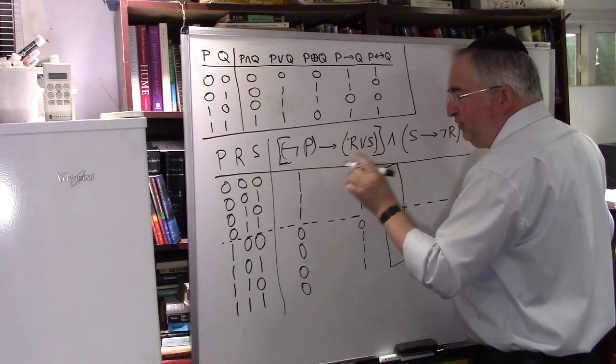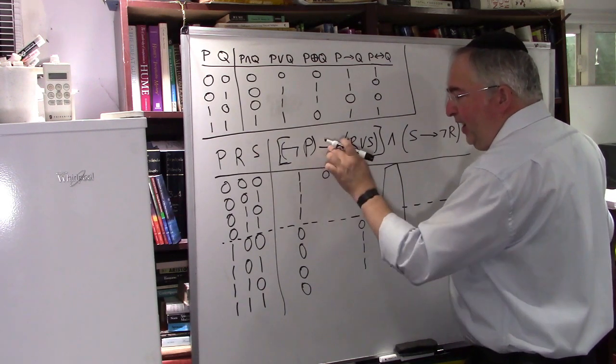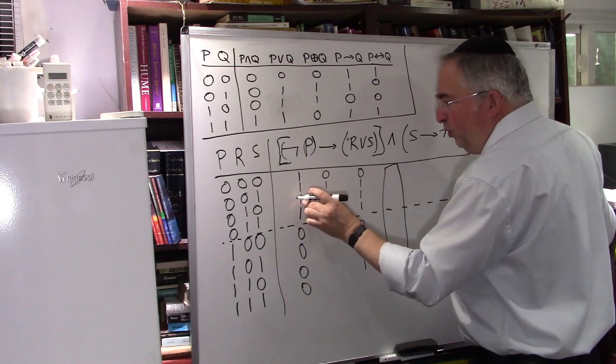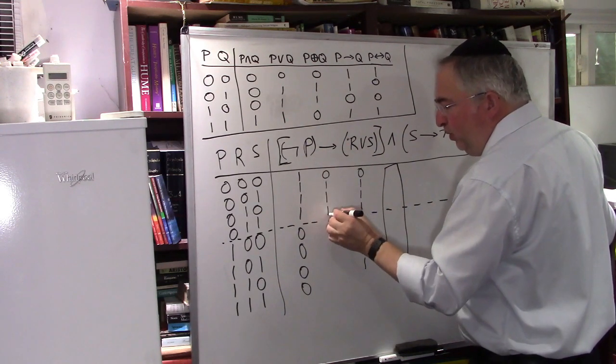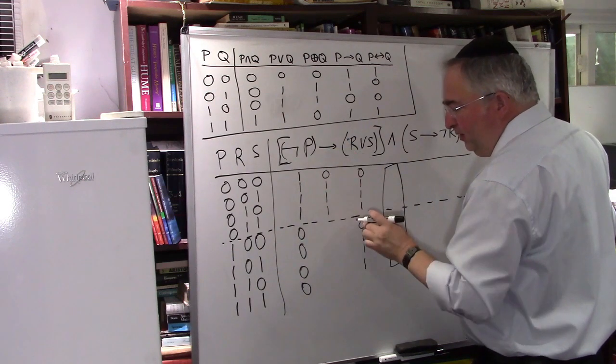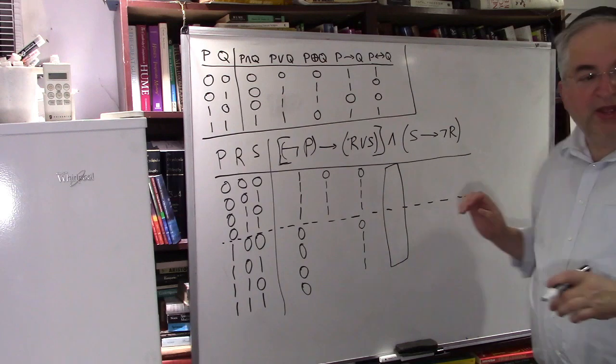1 arrow 0, 1, 0. Okay. 1 arrow 1, 1. 1 arrow 1, 1. 1 arrow 1, 1. 0 arrow 1, 0. 0. Okay, now here's a trick.